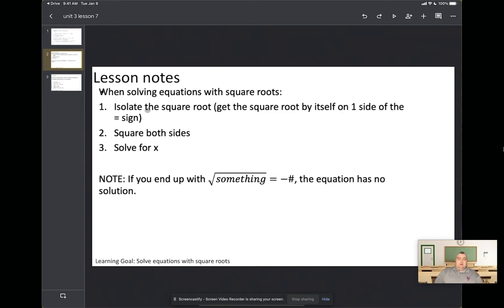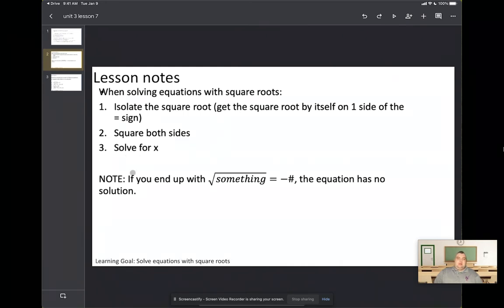The first thing we'll always do is isolate the square root. What I mean by isolate the square root is to get the square root by itself on one side of the equal sign. Once you do that, then you can go ahead and square both sides like we would normally do and solve for x.